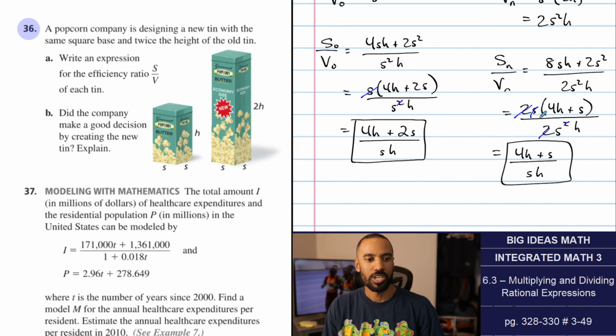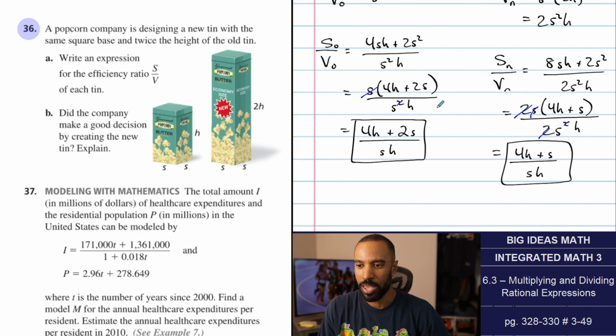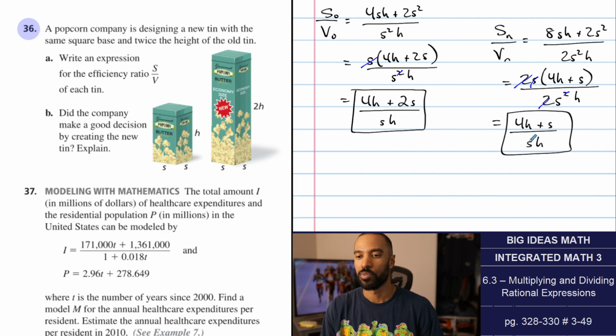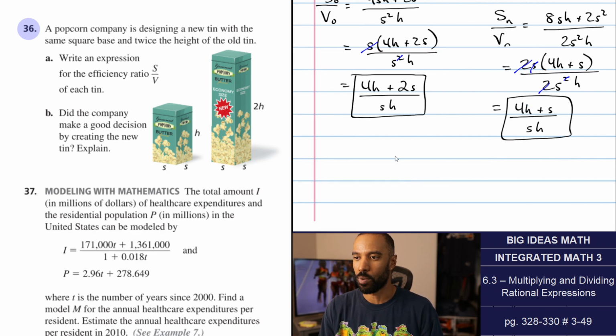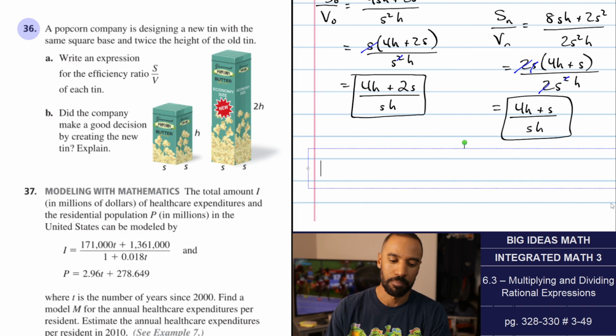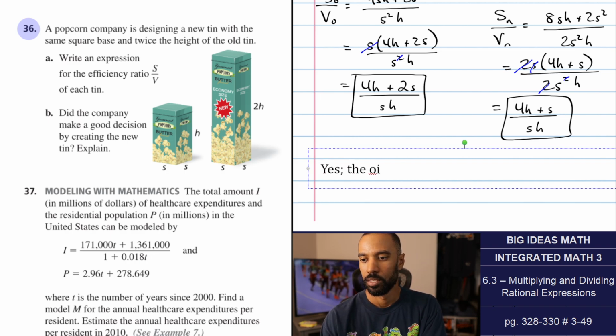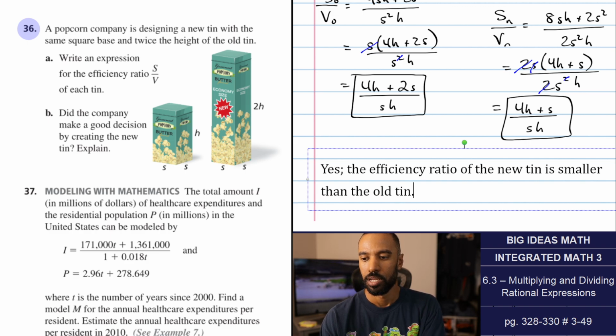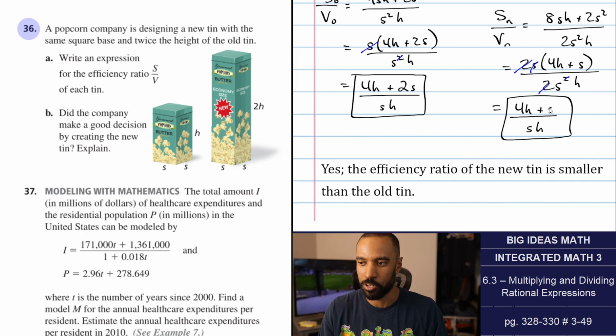Did the company make a good decision by creating the new tin? Explain. The difference here is this is 4H plus S over SH versus 4H plus 2S over SH. The difference is this little portion's doubled for the old tin, which means that would be a larger ratio. If the old tin is a larger ratio, because you want this number to be smaller compared to that one, then yes, they made a good decision. The efficiency ratio of the new tin is smaller than the old tin. It's because of that 2 that's sticking there versus a 2 that's not sticking there.